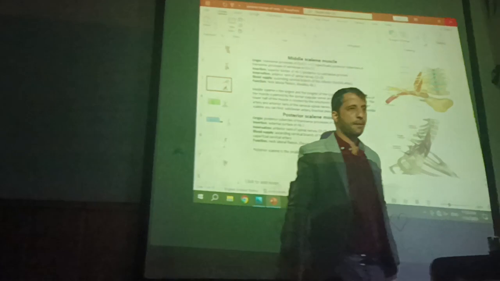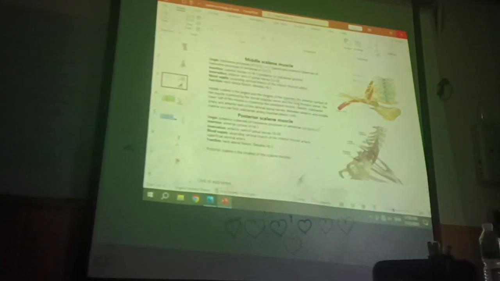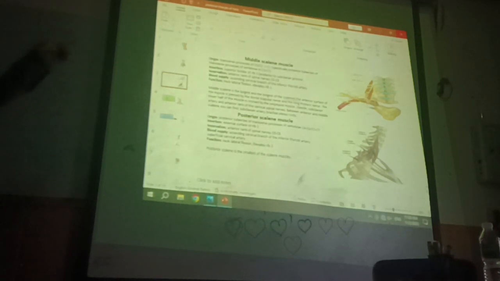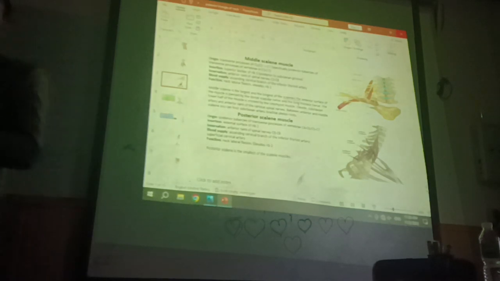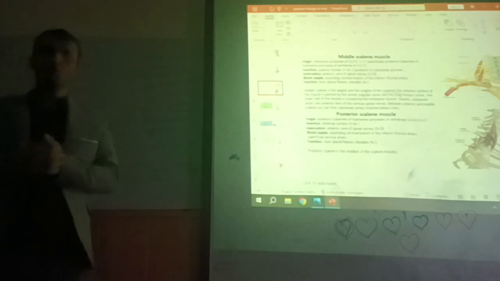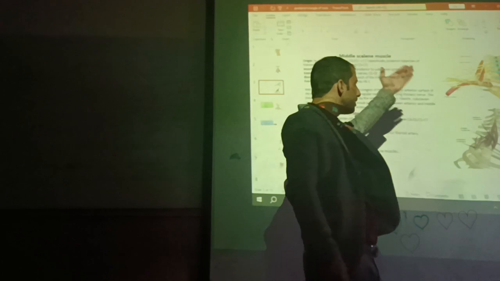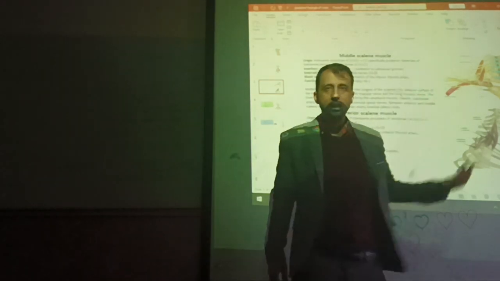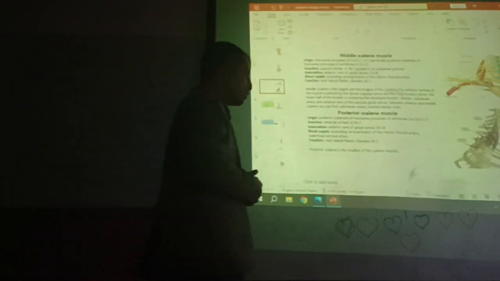What is this plexus? It is the brachial plexus. The brachial plexus originates from C5 to T1. So, all these roots are located between the anterior and middle scalenus muscle.